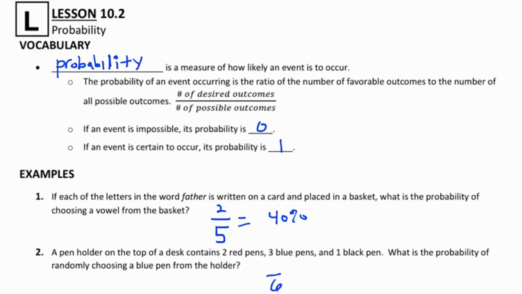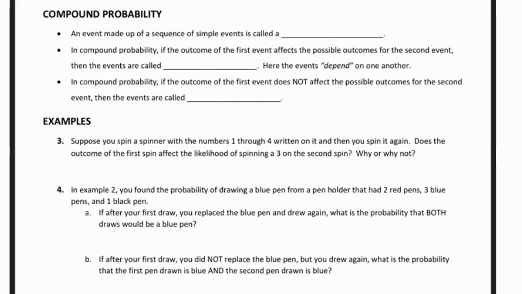And then we want to see how we grab a blue pen. So there are 3 blue pens. So we want 3 blue pens. So that goes on top. So 3 over 6 is going to be 50% because it's going to represent 1/2. So there's a 50% chance that if you were to reach in and grab one of these pens, you would grab a blue pen.